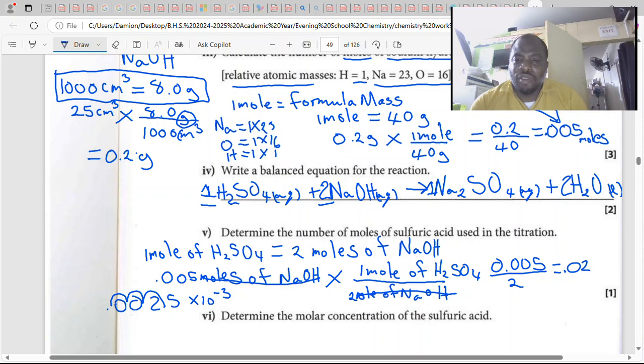So we would have ended up with 0.025 moles. And this is moles of sulfuric acid.